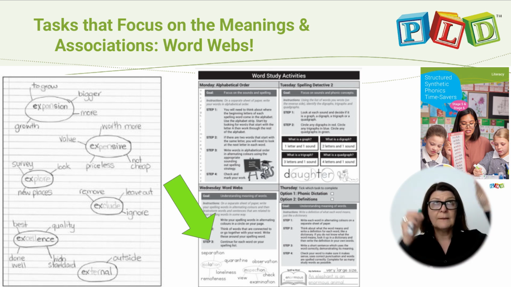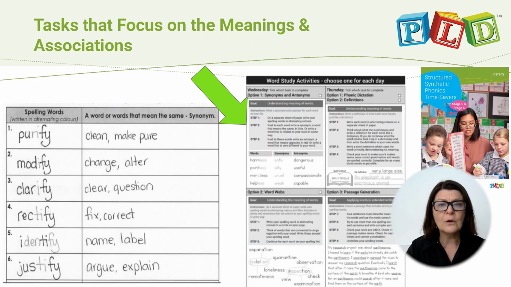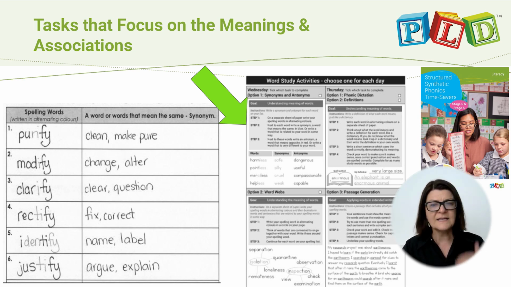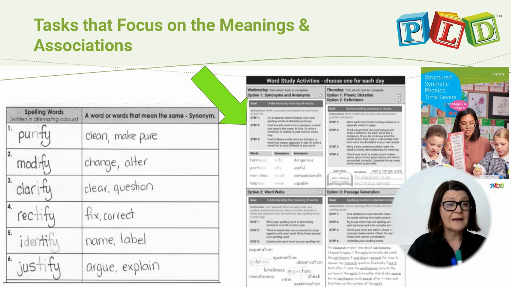Expansion. Let's map it. What do you associate with the word expansion, because you should be making connections with words. Or purify, modify, clarify, rectify, identify, justify. We're going to focus on half of the words in your list, rewrite them in alternating colour so you're still speech sound mapping.